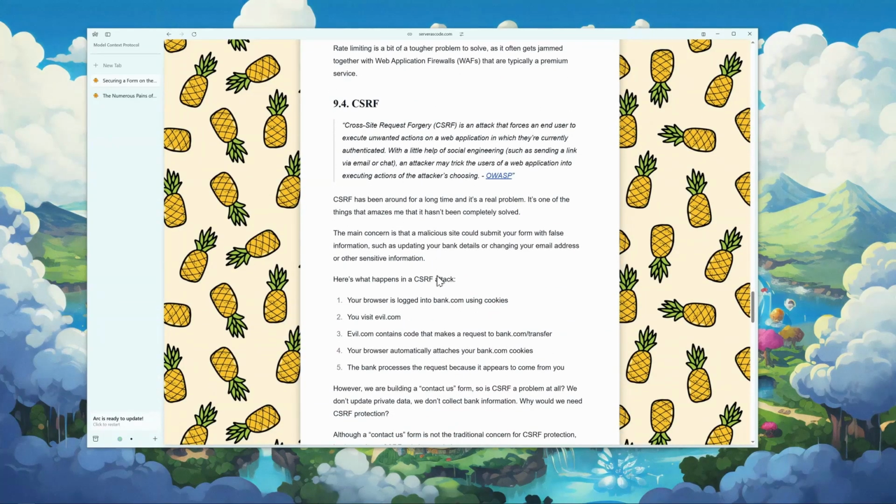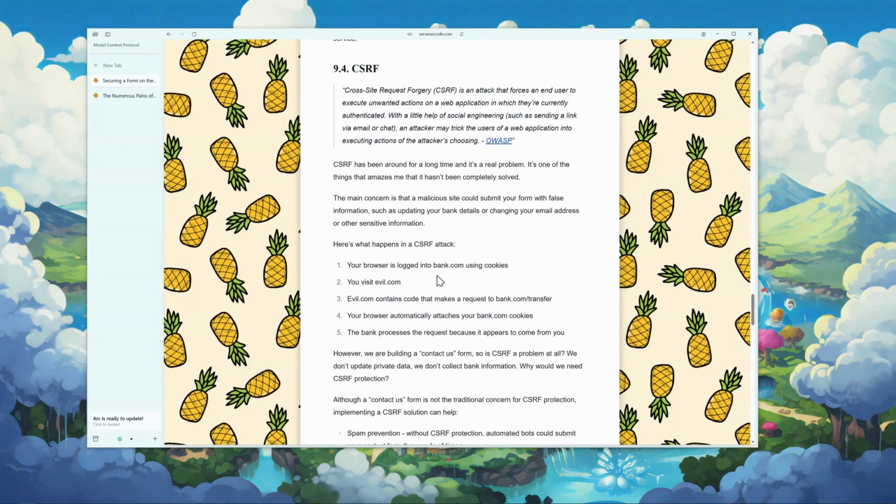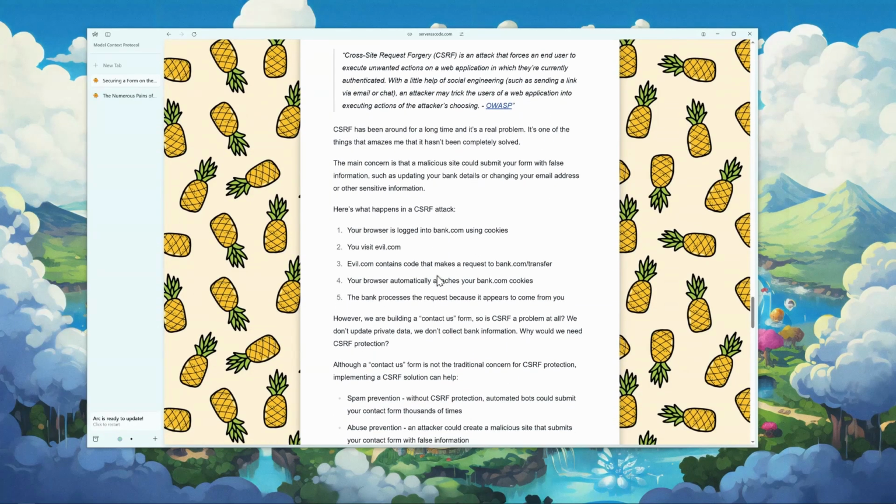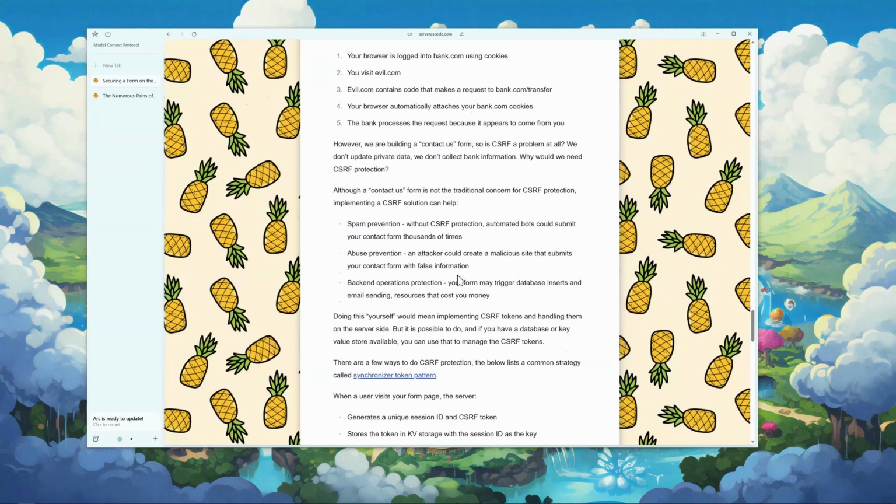CSRF, cross-site request forgery, has been around for a long time, I think somewhere around 20 years. Still not completely a solved problem. If you use a provider, it should be solved. But if you want to write this on your own, you're going to have to solve this by yourself.